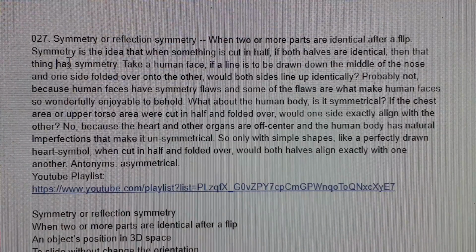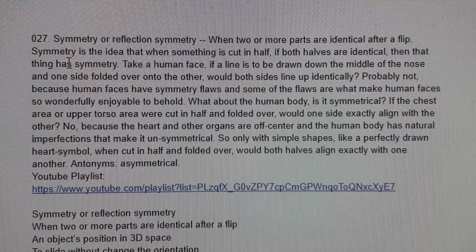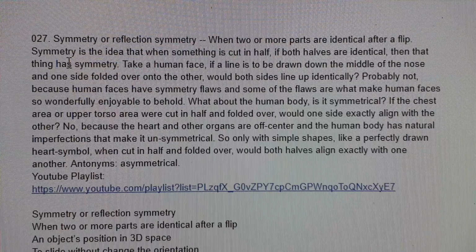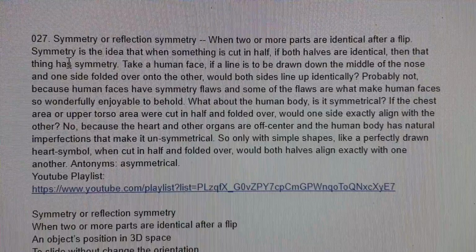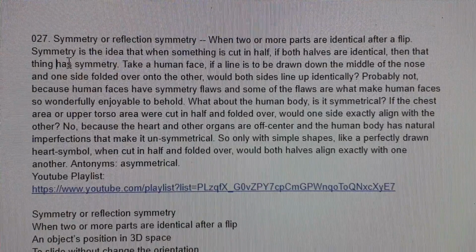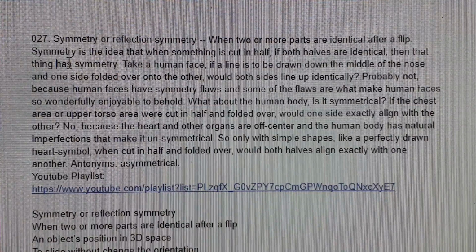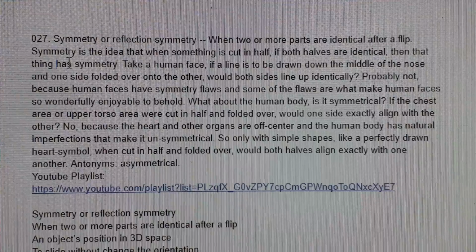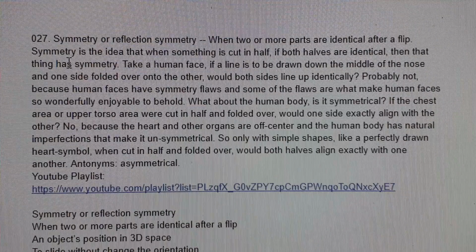Is it symmetrical? If the chest area or upper torso area were cut in half and folded over, would one side exactly align with the other? No, because the heart and other organs are off-center, and the human body has natural imperfections that make it unsymmetrical.